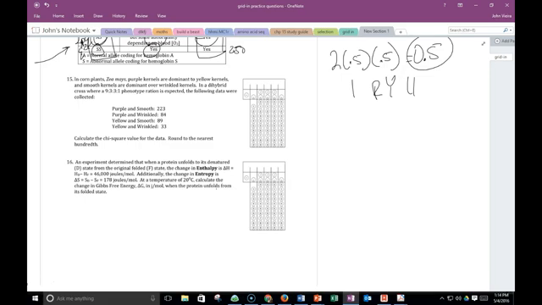The answer to that, I can't remember what it is off the top of my head.